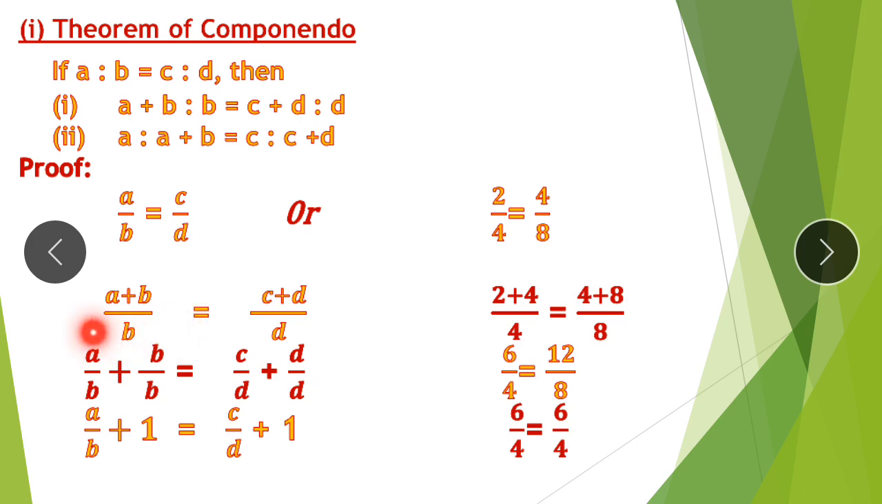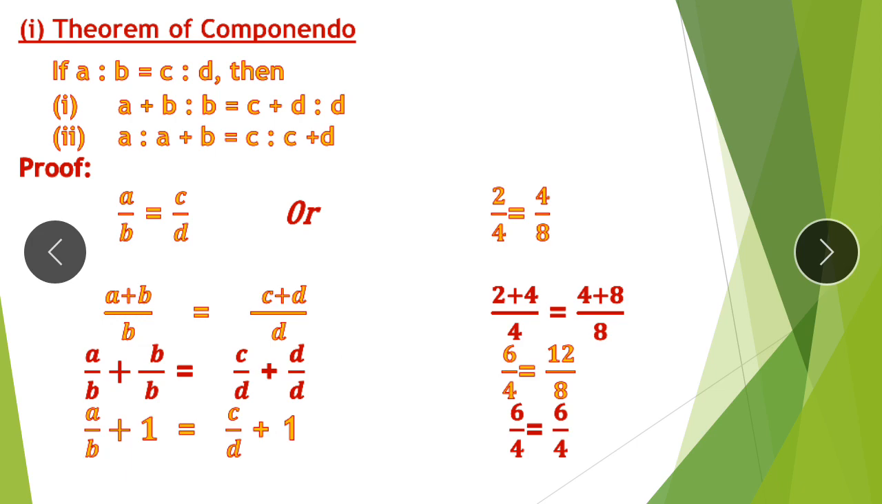We know that B is the denominator of A as well, and B is the denominator of B as well. So we can write A divided by B plus B divided by B. Similarly, we can write C divided by D plus D divided by D. So B and B will get cancelled, and we will get 1 as a result. D and D will get cancelled, and we will get 1 as a result.